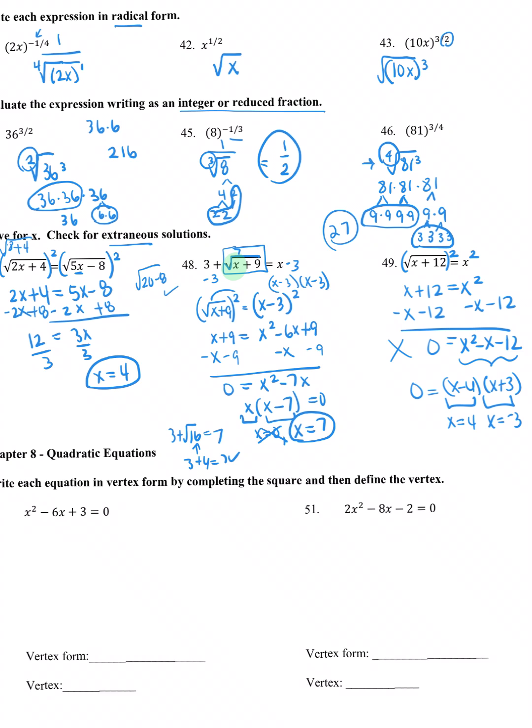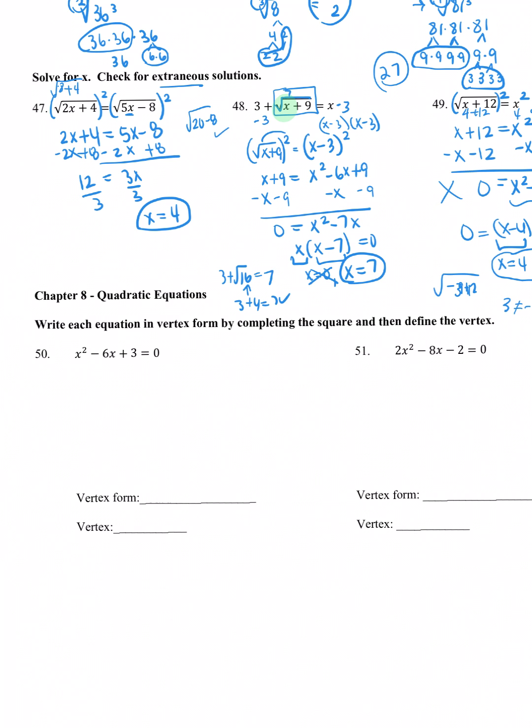And if I go back now and plug in my answer of 4, 4 plus 12 is 16. Square root of 16 is equal to 4. That checks out. When I plug in negative 3, I have negative 3 plus 12, which is 9. The square root of 9 is 3, but 3 is not equal to negative 3, so that is an extraneous solution. Don't forget to check those.